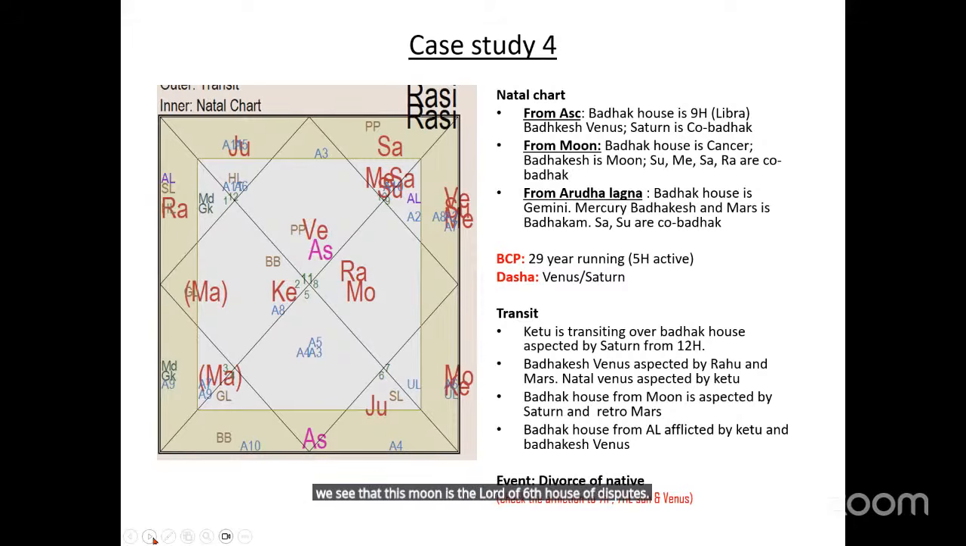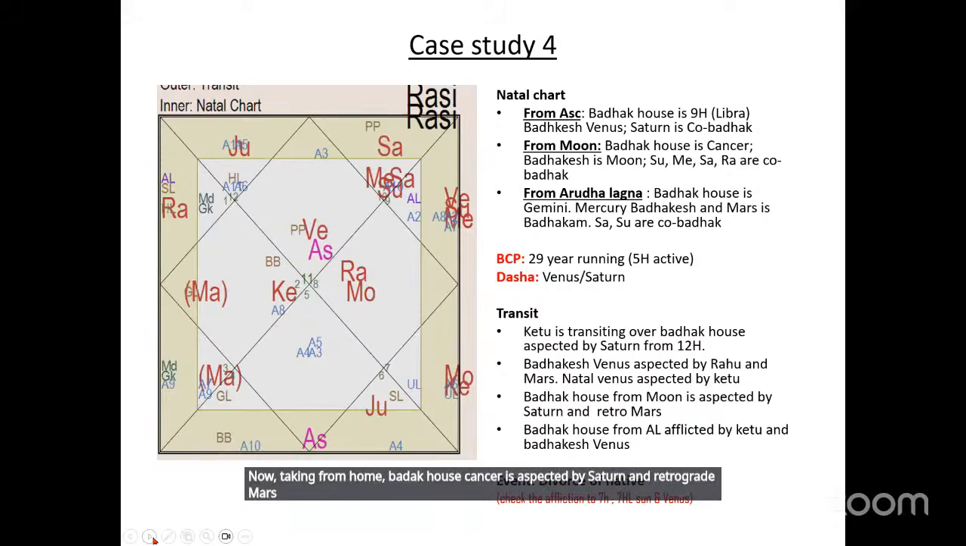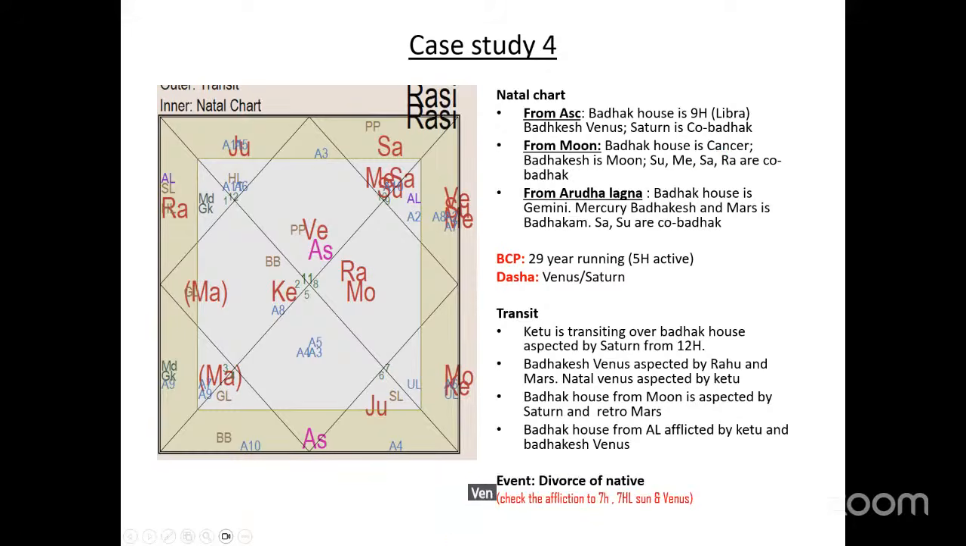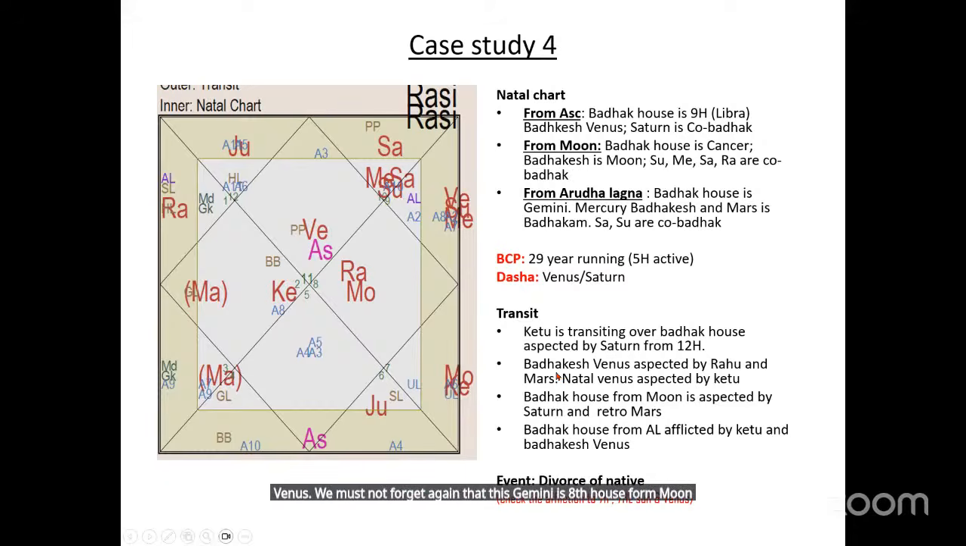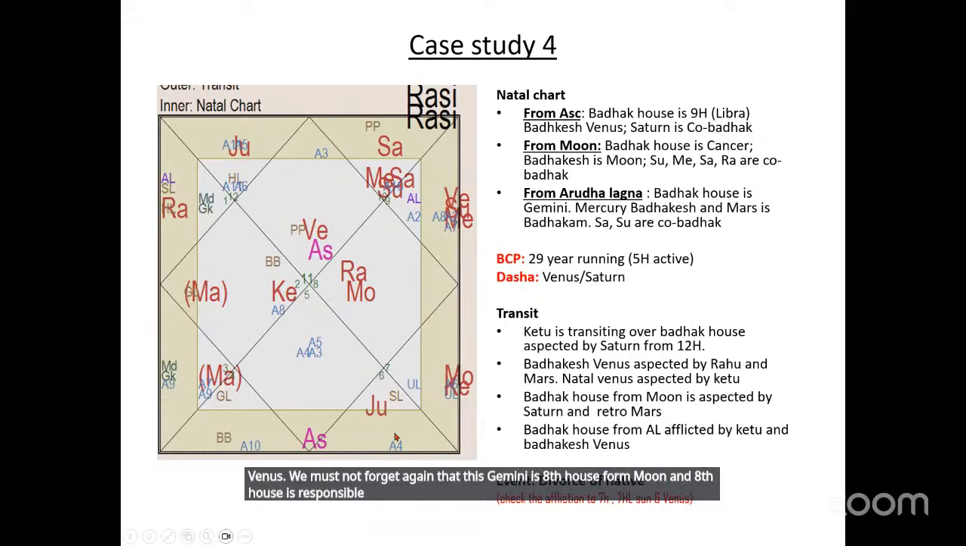Now, taking from Moon, Badhak house Cancer is aspected by Saturn and retrograde Mars. And Badhak house from Arudha Lagna, which is Gemini, is afflicted by Ketu, the Karaka of break, and also by Badhakesh Venus. We must not forget again that this Gemini is 8th house from Moon, and 8th house is responsible for the sustenance of marriage. So all these afflictions to 7th house Lord, and Venus in natal chart as well clearly indicated the divorce for the native.